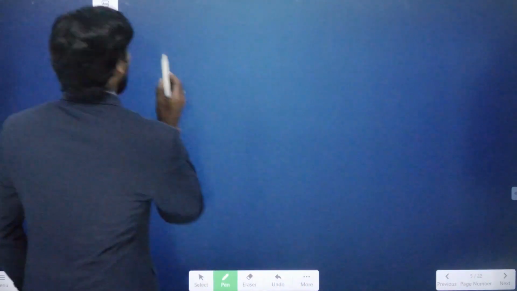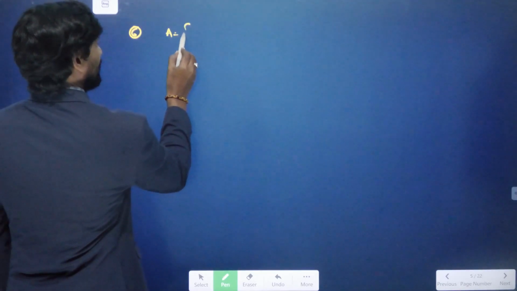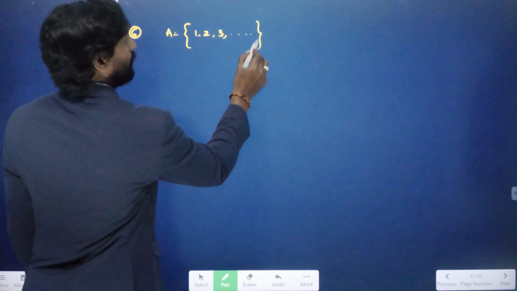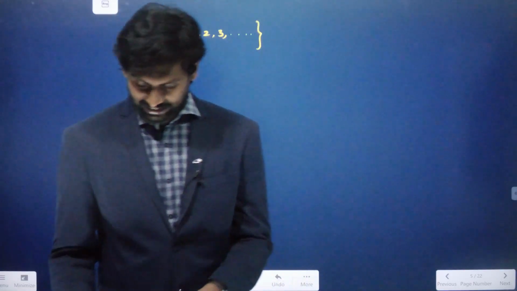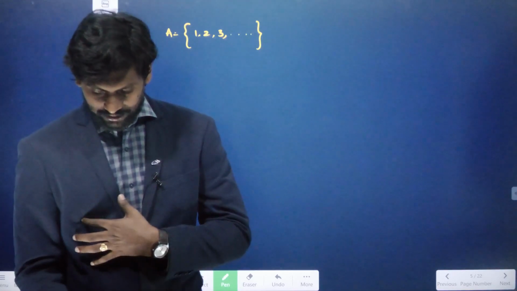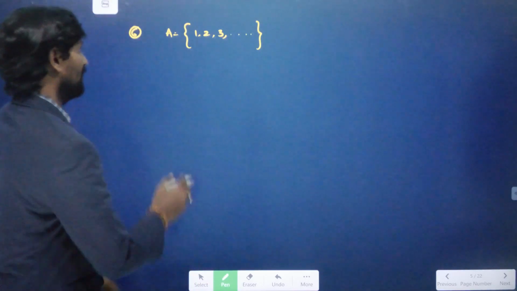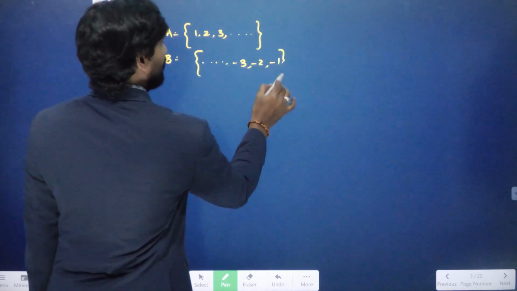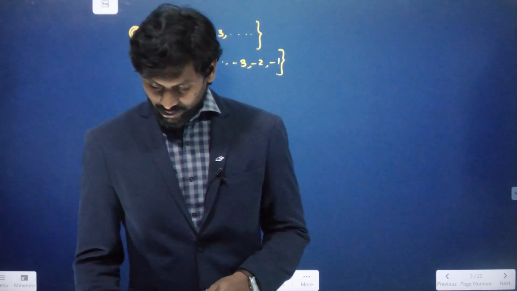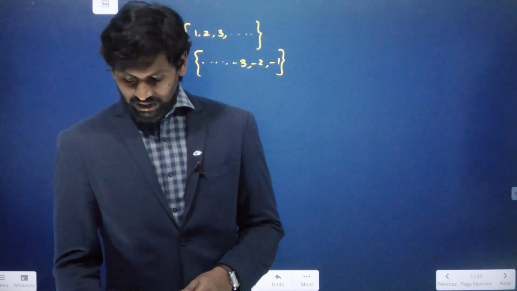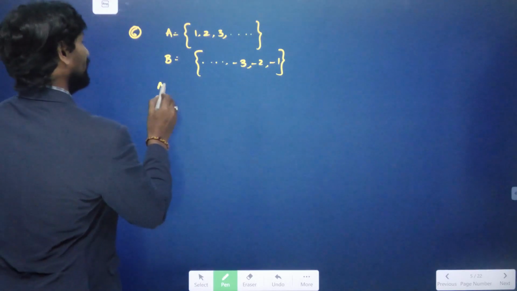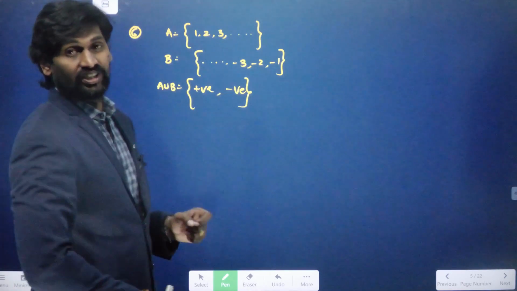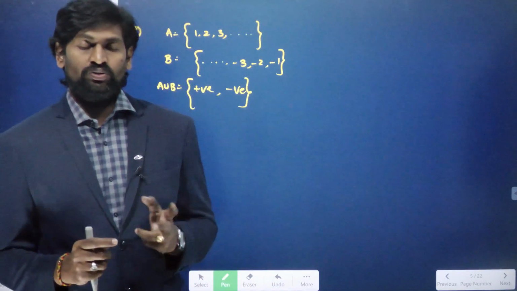integers, A is the set of all positive integers means only natural numbers we should take. So 1, 2, 3 and so on. All positive integers indicates an infinite set because there are an infinite number of elements in the set. Okay. Next, B is the set of all negative integers. That means -3, -2, -1 and so on. These are the set of negative elements. A union B is nothing but all positive and all negative, but not 0.